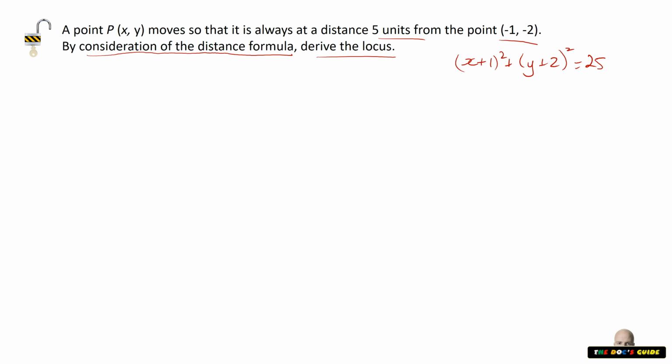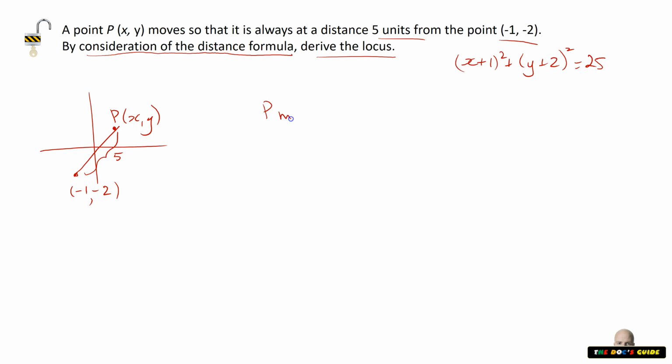So what we have to do is again start with a sketch. So we've got our point -1, -2 down here somewhere, and we want P(x, y) to always be 5 units. We want that distance there to be 5 units. So what's the locus of P such that this condition is satisfied?